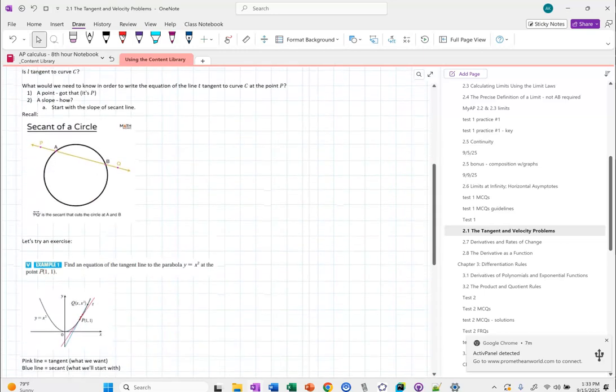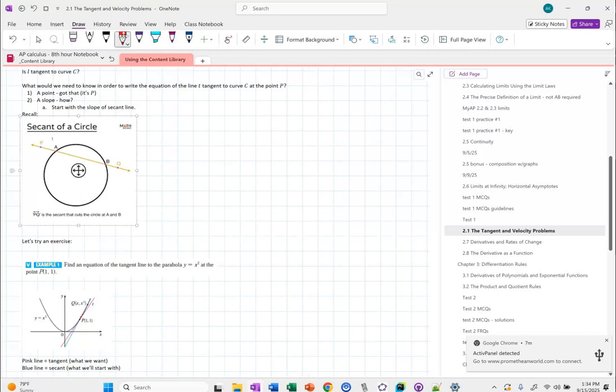Well, here's his idea. He said, what if I just start with a secant? In geometry, the definition of a secant line is a line that intersects a circle twice, right? So here's a secant. And he says, what if I fix, say, this point A, and I just let this B move closer and closer and closer to A, what eventually I start to get is something that resembles my tangent line, right? Is everybody okay with that?